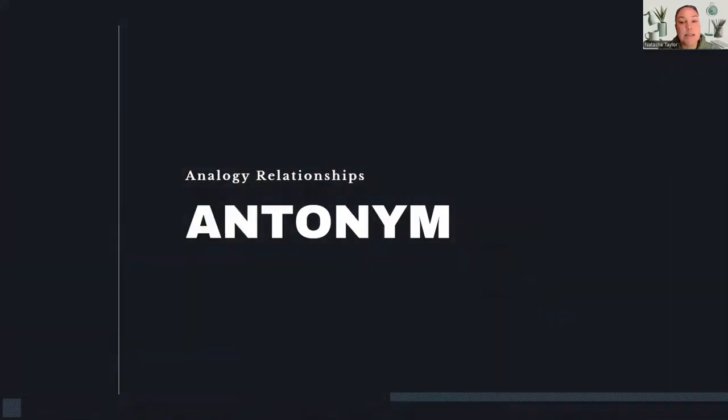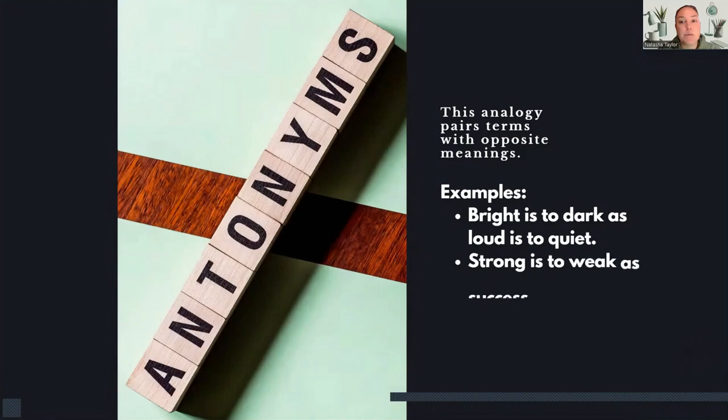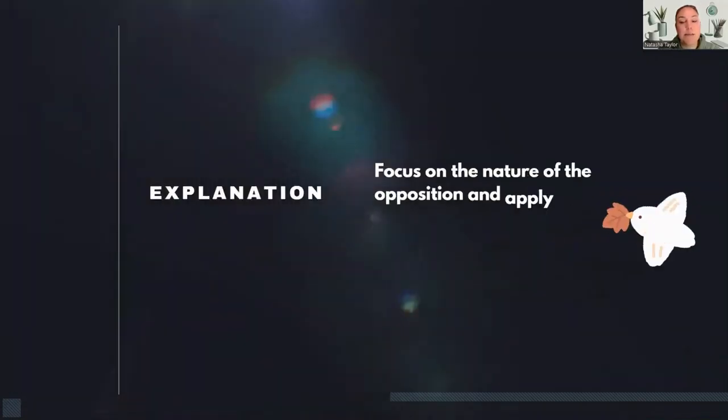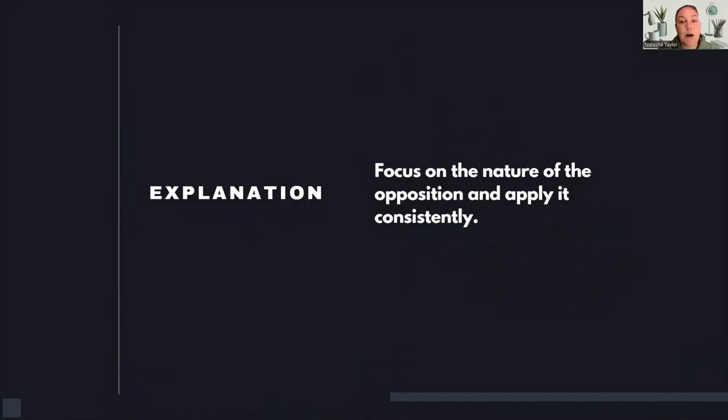Analogy relationships. Antonym: this analogy pairs terms with opposite meanings. Examples: bright is to dark as loud is to quiet. Strong is to weak as success is to failure. Explanation: focus on the nature of the opposition and apply it consistently.